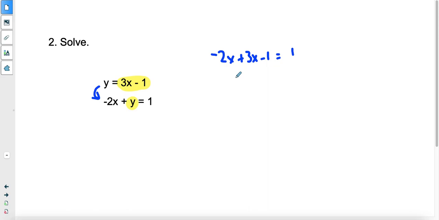Okay, now I just need to solve this for x. Negative 2x plus 3x is just 1x, or just x, minus 1 is equal to 1. And I know 2 minus 1 is equal to 1. So here, x has to be 2.